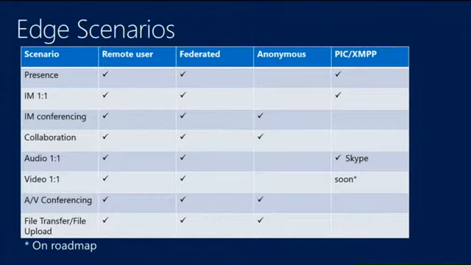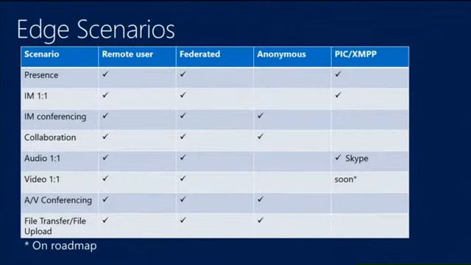The next group are anonymous users. Anonymous users are all users who don't have an Active Directory account in my environment or in any of my federated environments. I can still work with them on Lync. I can invite them to meetings, and they can join these meetings as anonymous users.